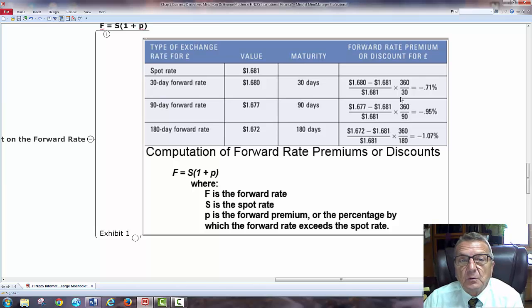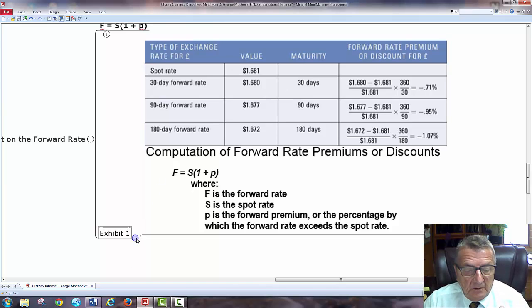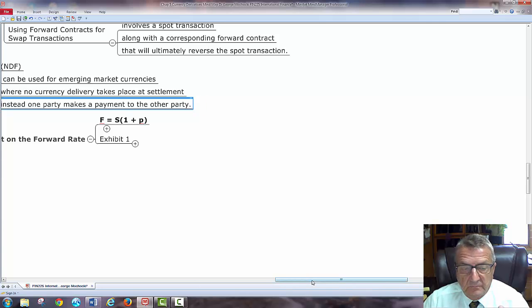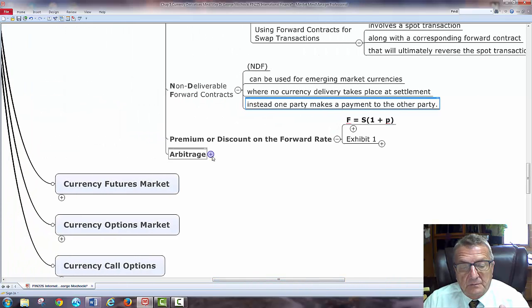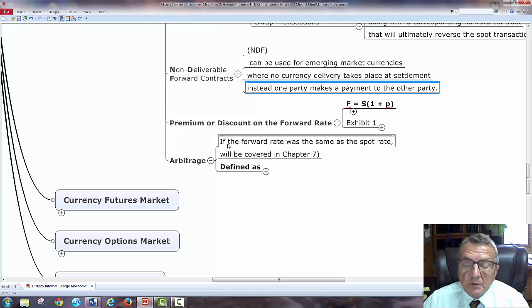There's no reason for me to go through it. Remember, you can stop the video right now. Look at it and try to understand what's going on and follow the map. Okay, so the examples are there for you. Okay, arbitrage. Now let me give, if a forward rate was the same as the spot rate, it would be covered.